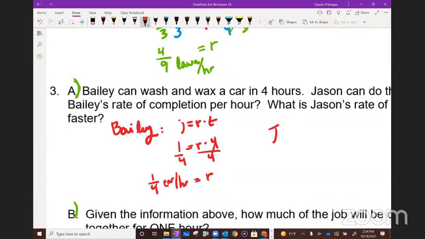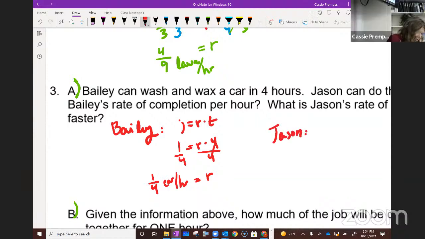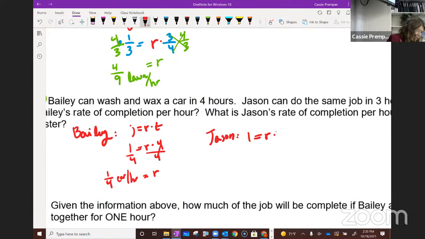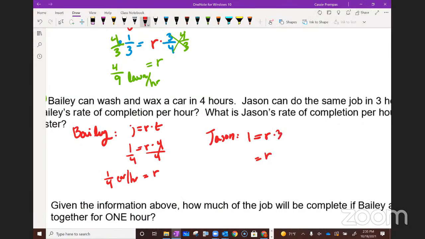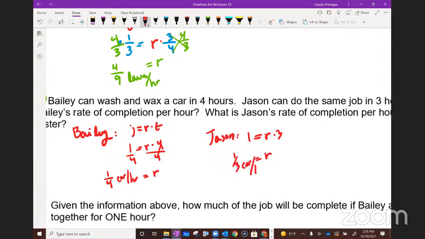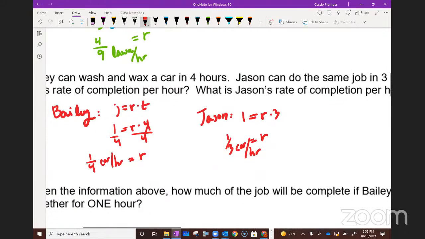And then what would Jason's rate be? So you would set it up similarly. It would be J, yeah. And then it would be times, he can do it in 3 hours, right? Yes, yeah. And then you divide by 3 on both sides. Nice. So his rate is 1/3 of the car per hour. Yes. And who's faster? It would be Jason. Nice.